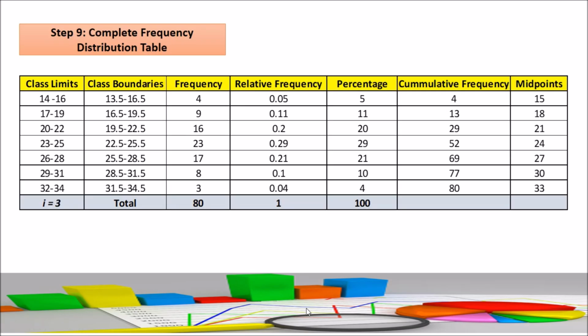And in step 9, the complete presentation of the frequency distribution table. You have column 1, the class limits, column 2, the class boundaries, column 3, the frequency, column 4, the relative frequency, column 5, percentage, column 6, cumulative frequency, and column 7, midpoints. In the last row, we add i equals 3, the interval equals 3, and the total frequency of 80. The total relative frequency must always equal 1, and the percentage must always be 100%.